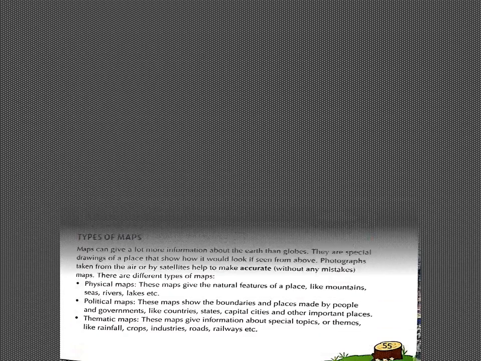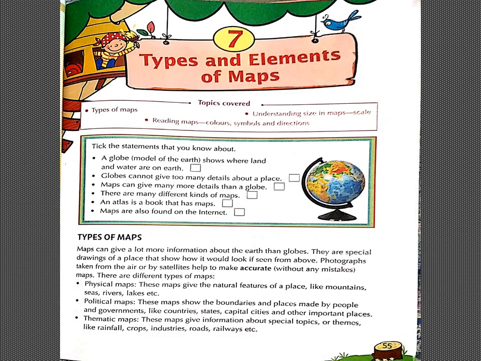Our first topic of this chapter is types of maps. Maps can give a lot more information about the earth than globes. I have already told you that. They are special drawings of a place that show how it would look if seen from above. So if you see a place from above, from the top, how it looks, that can be explained through a map.